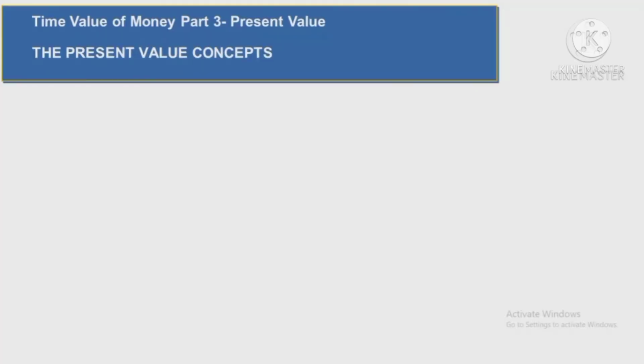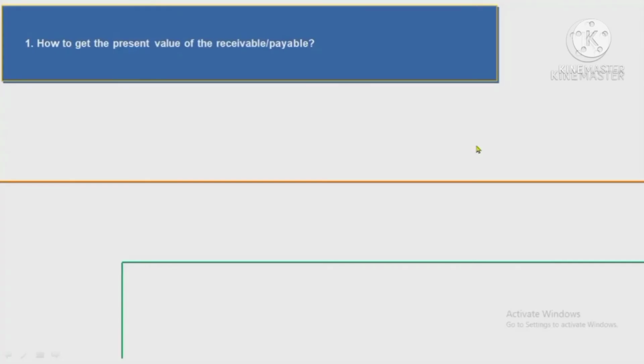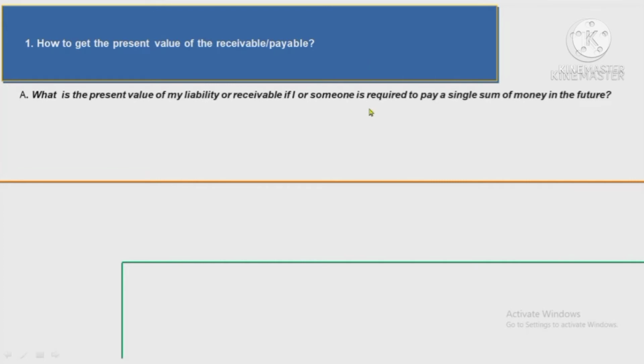We are now on the last installment of the time value of money topic. In this video lecture today, we are going to answer 4 questions only. The question number 1 is how to get the present value of the receivable or payable. Receivable if you are the creditor and payable if you are the debtor. In here, we have 3 sub-questions to answer. And the sub-question A is, what is the present value of my liability or receivable if I or someone is required to pay a single sum of money in the future?